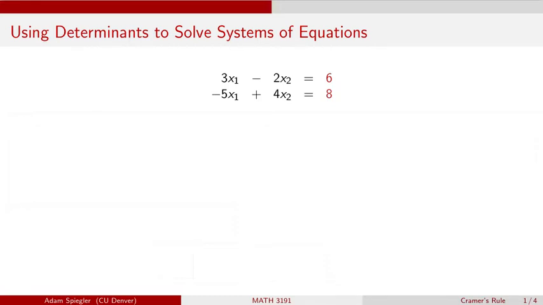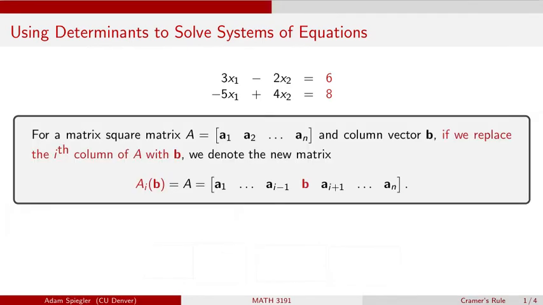So let's imagine we are solving the following system of two linear equations with two variables: 3x1 minus 2x2 is equal to 6, and minus 5x1 plus 4x2 is equal to 8. We certainly have lots of different methods for solving a system of linear equations like this. But before we state Cramer's rule, it's going to require us to be comfortable with what I'm going to denote as matrix A sub i evaluated at column vector B.